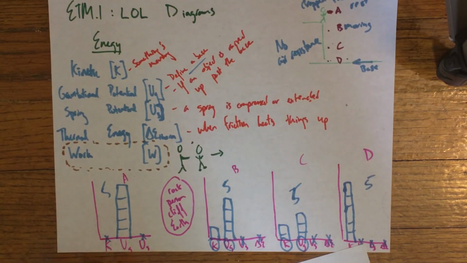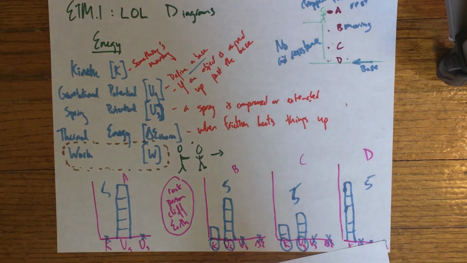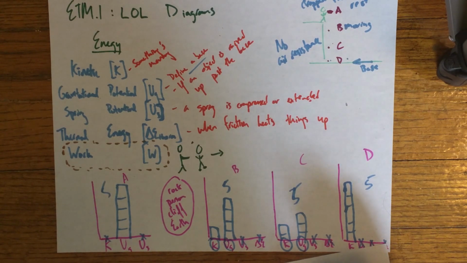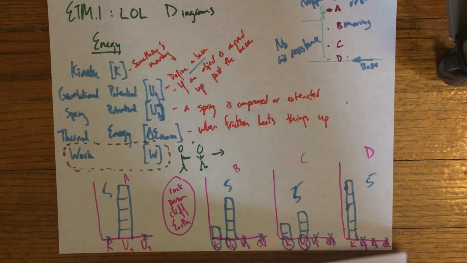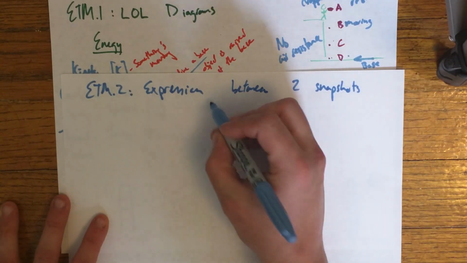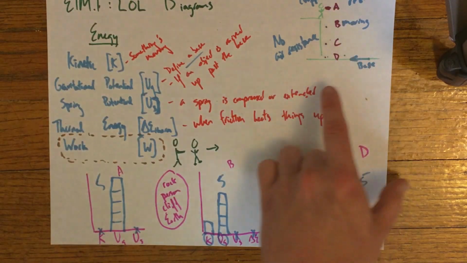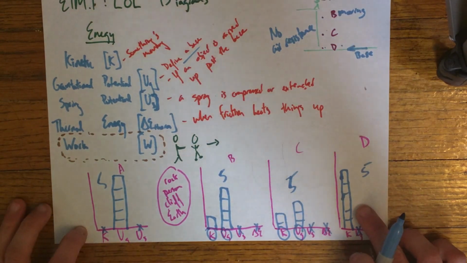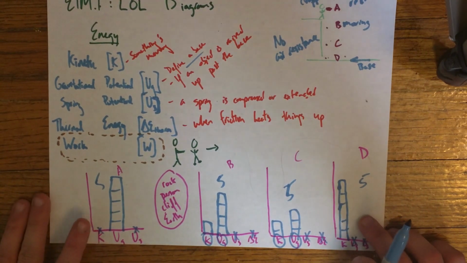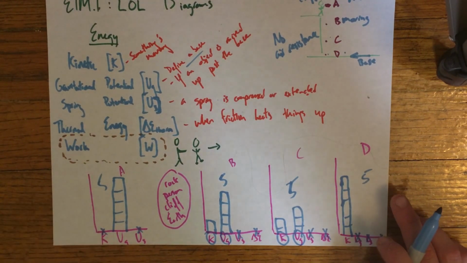Okay, so we just found the little diagrams for someone who drops a rock off of a cliff. Now, in ETM2, we need to come up with an expression between two snapshots. I'm going to pick between A and D. So I look over here and say, oh, I want to take a snapshot here at A, here at D, which I've already done, and I want to come up with a mathematical expression that relates the energy transfer between these two snapshots.